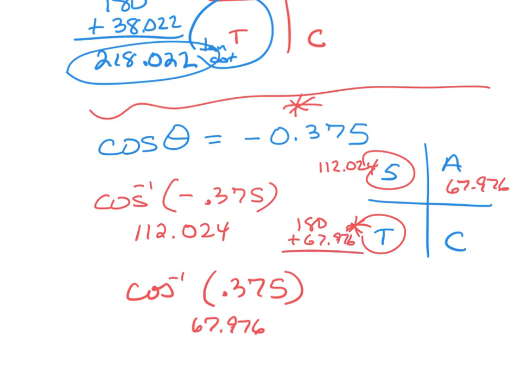So the two answers here are 247.976 and 112.024. Technically I could have found the reference angle by doing 180 minus the 112. That would give me the difference, which is the reference angle. But it's a lot easier just to use your calculator and key in the number as positive. So just be careful. Always remember that the reference angle is going to be something from quadrant 1.